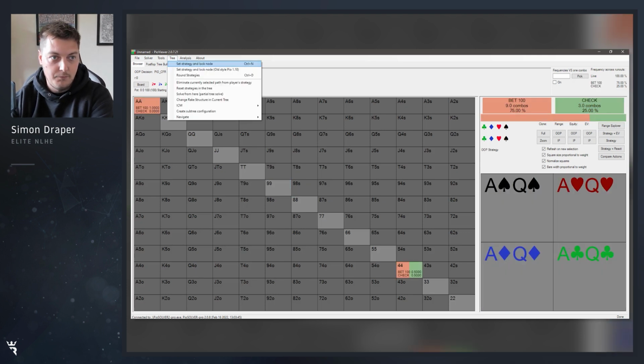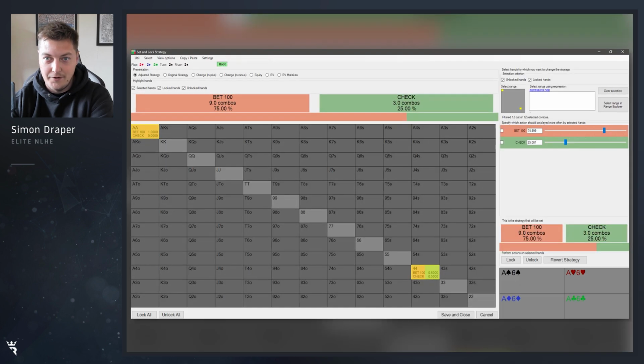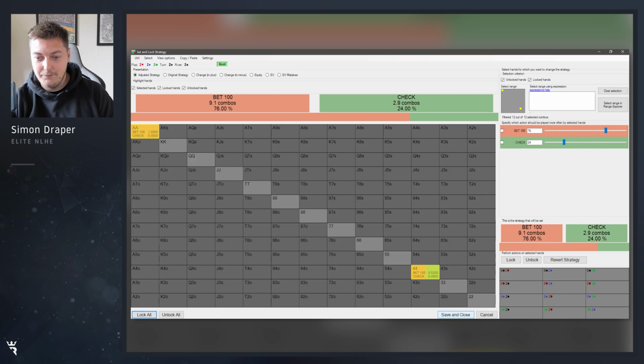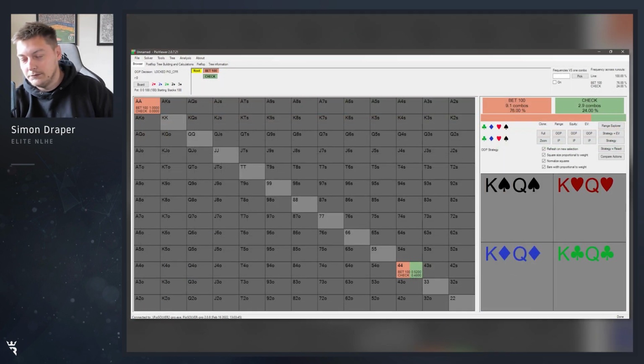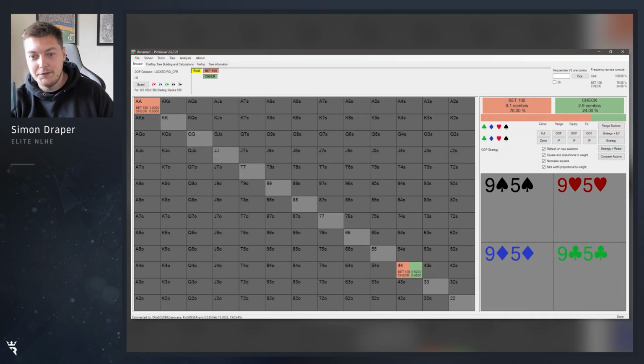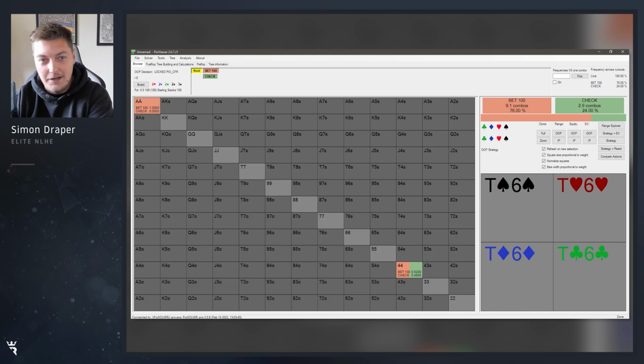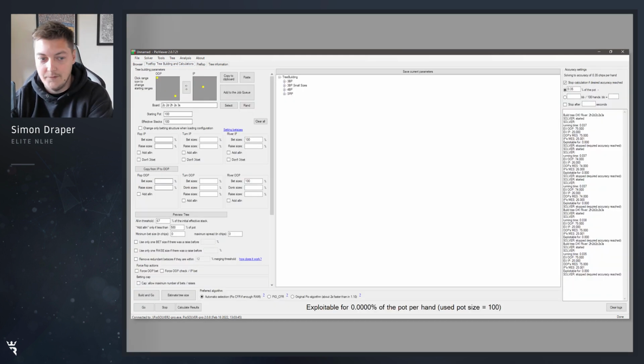Now, what we can do with PioSolver is we can use their very, very handy node lock function. A little slip of the tongue there. Function. And we can basically say to the solver, okay, what happens if you overbluff, Mr. Solver? All right, what happens if you get a little bit too tempted with those pocket fours and you want to try and win the hand rather than just giving up? What happens then?